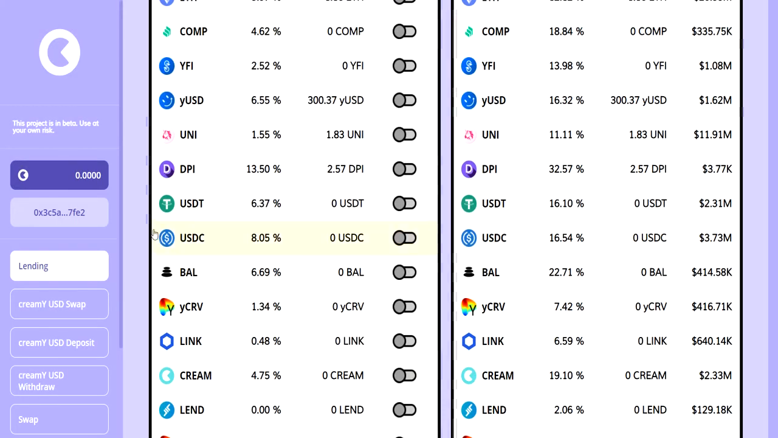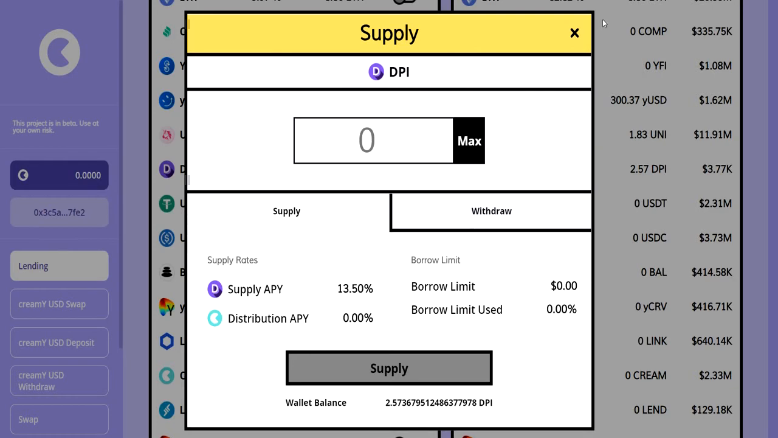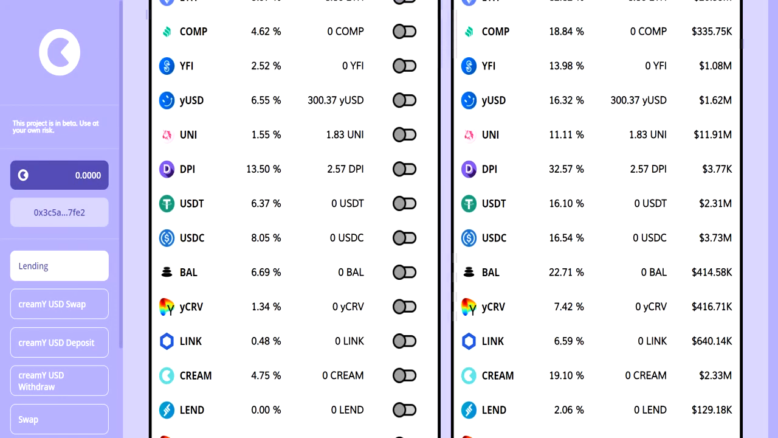This is why I haven't done it. And this number here is high now, but like with UNI, it was high for a couple of weeks, and then it's down around 2%. This could seriously drop in a couple of days, right? As people see this and start dumping all their DPI in here to try to take this yield. So this is something you need to keep in mind.